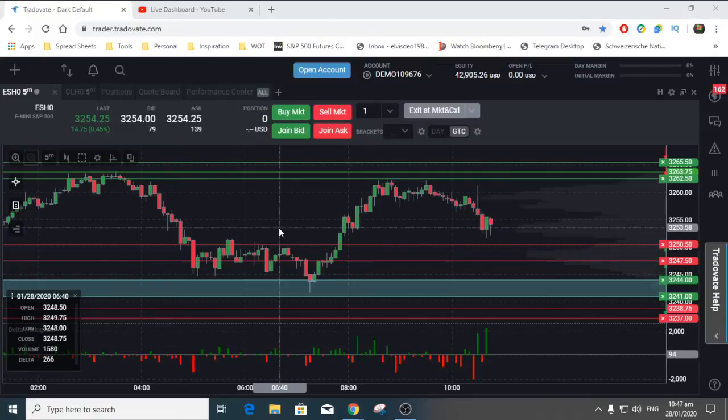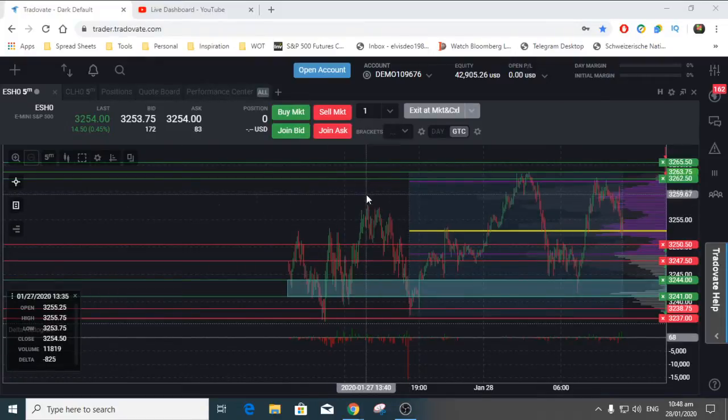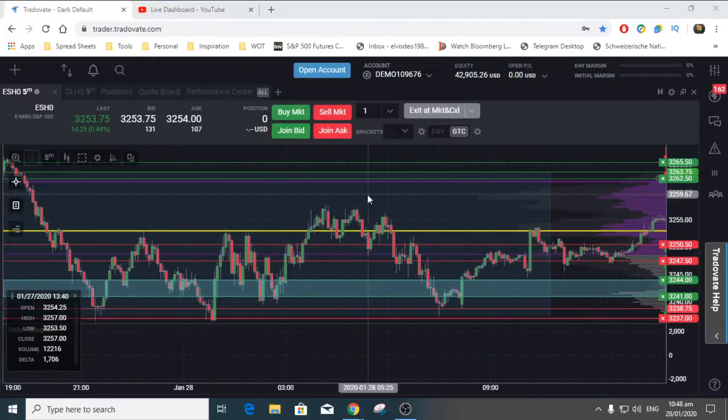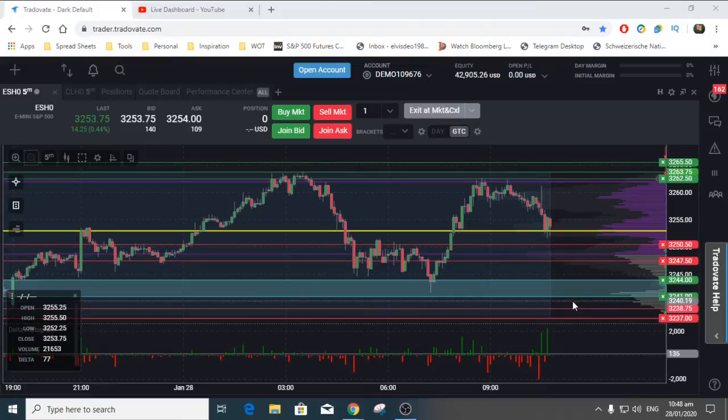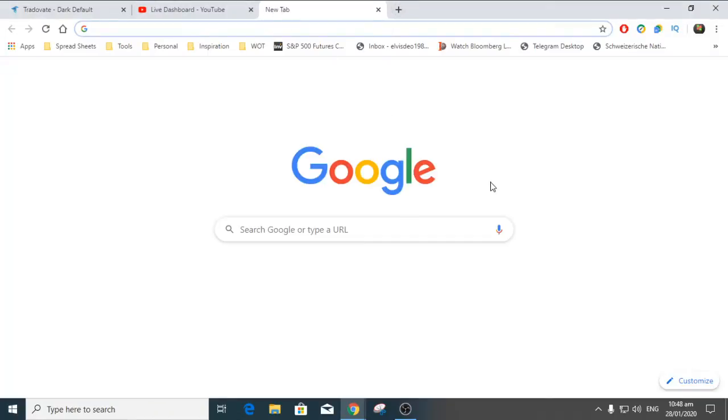So you're not seeing any direction, you're seeing a lot of coiling in the market. So the market is trying to define and figure out if we have a particular direction it wants to go.